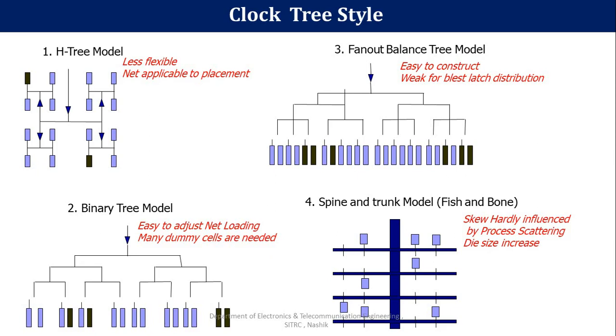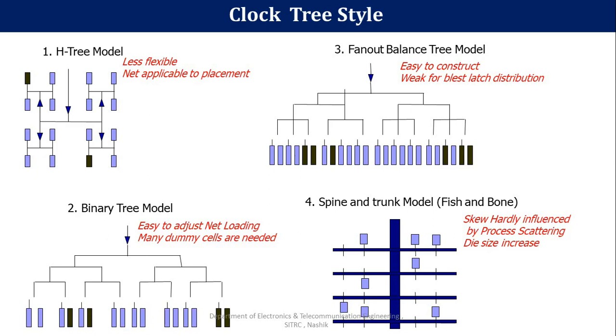At some branching points, if no elements are present, we have to add dummy elements or dummy cells. Third is the fan out balance tree model. It is easy to construct, but it is weak for balanced latch distribution. Okay, it is a fan out. And then last is the spine and trunk model.